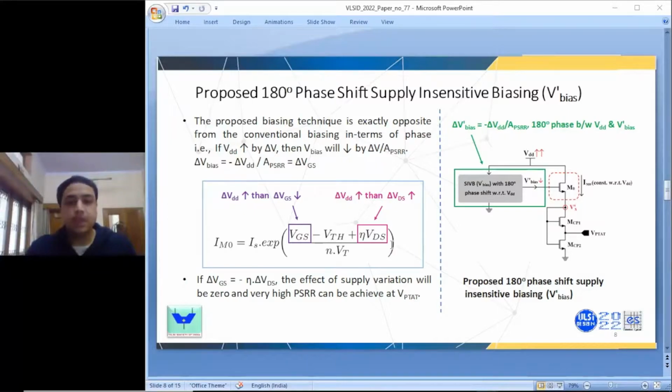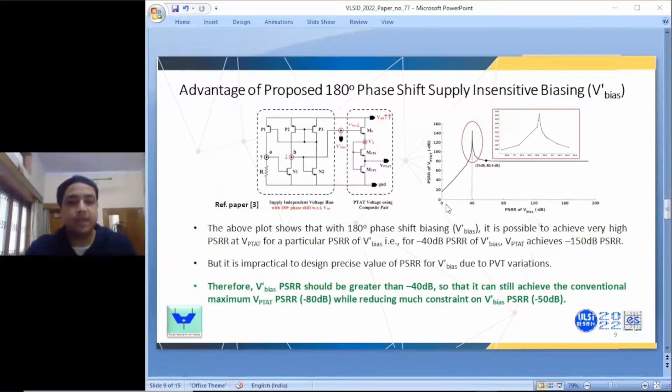Okay. So what we did is, we simply simulated the same graph. On the x-axis, this is the supply independent biasing PSRR. On the y-axis, it's the final output PSRR. So you see, like we said, at somewhere near 40 dB PSRR of the supply independent bias, this is V bias, we are able to achieve almost very high PSRR. It's simulation based. We said that there is one block with a 180 degree phase shift biasing technique, which says when VDD increases, there is a small decrement in V bias, and as we thought, this is able to compensate, and you see we are able to achieve the maximum PSRR.